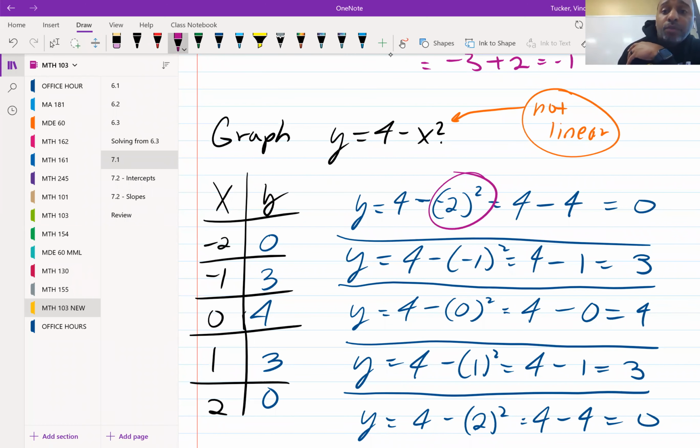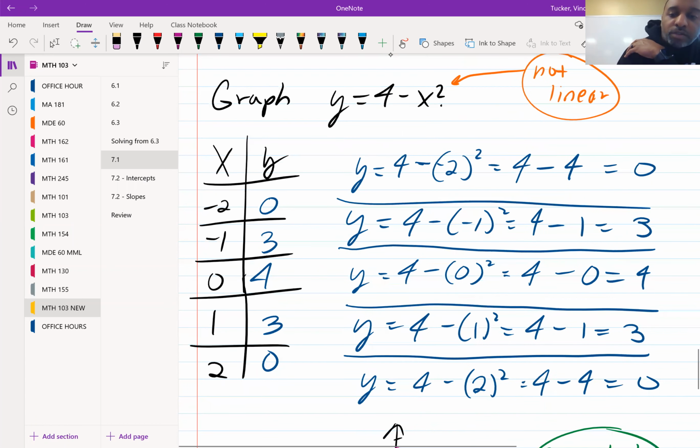So here, -2 squared is going to be +4. So 4 minus 4 is 0. -1 squared is +1. So it's 4 minus 1, which is 3. 0 squared, 4 minus 0, 4. 4 minus 1 squared is going to be 3. And then 4 minus 2 squared will be 0.